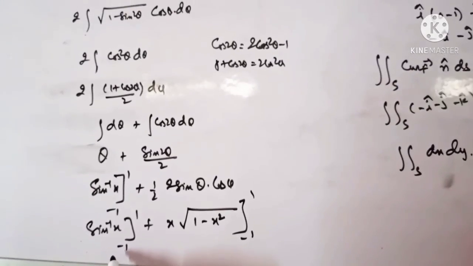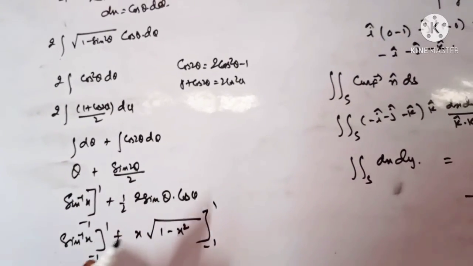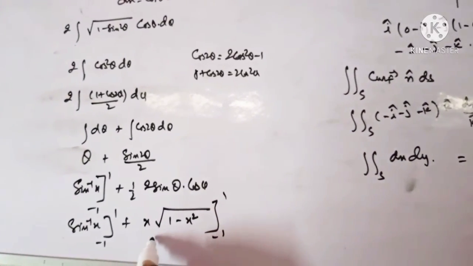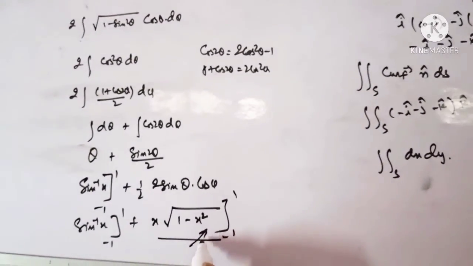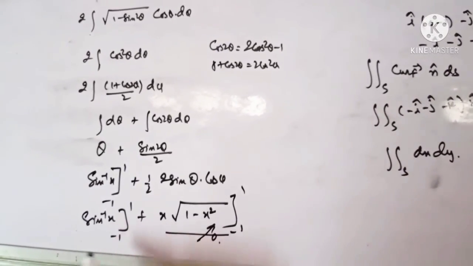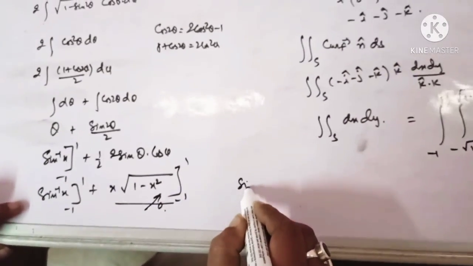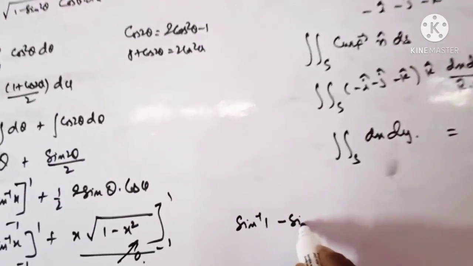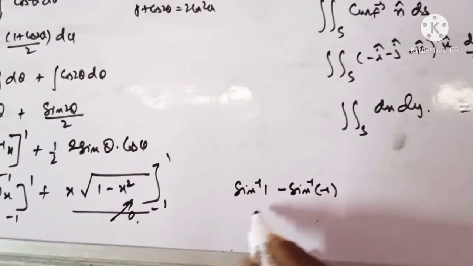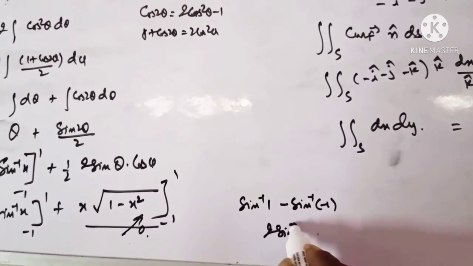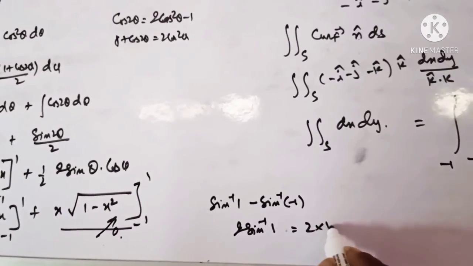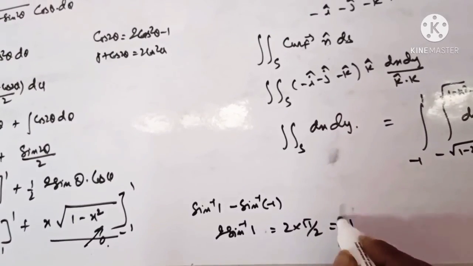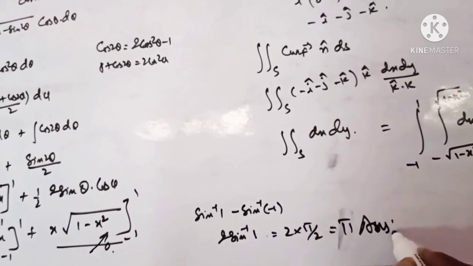So the only part remaining is the sine inverse term. This part will be 0, and this part will be 0. So the only part remaining is sine inverse 1 minus sine inverse of minus 1, which will be plus 1. So 2 sine inverse 1, which is equal to 2 into pi by 2. So your answer comes out to be pi. This is your answer.